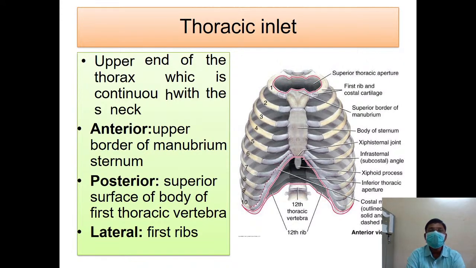Now coming to the thoracic inlet, the upper end of the thorax, which is continuous with the neck. Anteriorly, the upper part of the manubrium of the sternum is present. Posteriorly, the superior surface of the body of the first thoracic vertebra will form the boundary. On lateral sides, this thoracic inlet is bounded by the first ribs along with their costal cartilages. You can see this is the inlet of the thorax.